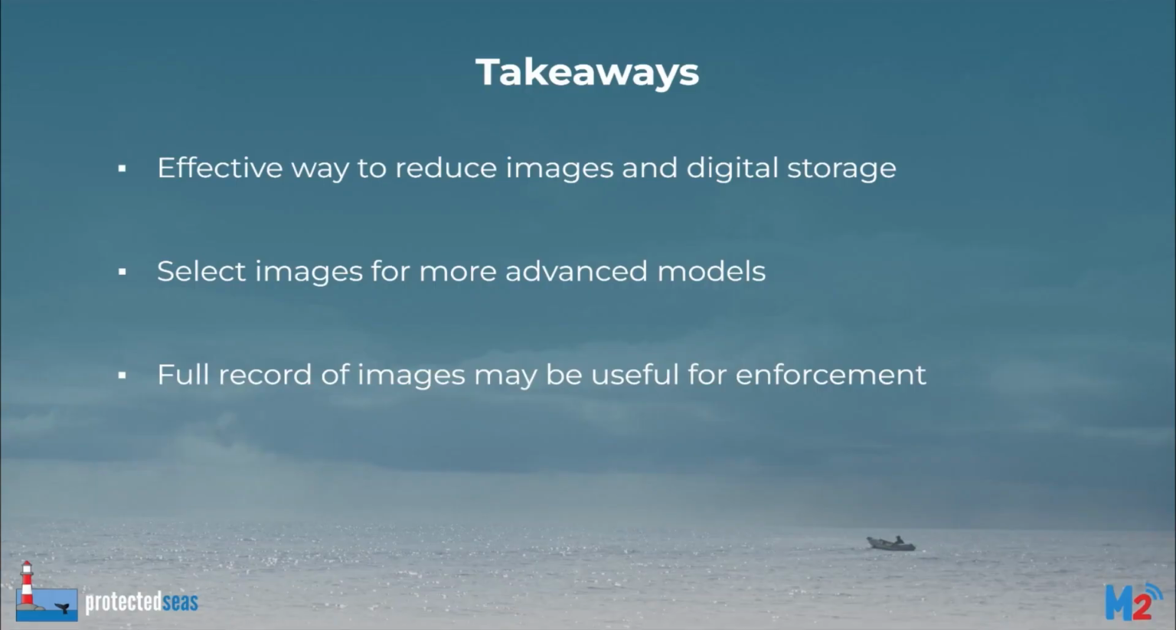The simple model is an effective way to reduce the number of images to review, store, and transmit to the cloud. But the accuracy of the model, which was around 73%, should be considered in relation to how managers want to use the data. For example, the model would be a great way to select images of vessel presence to send to more advanced models, like using machine learning to classify vessel types. We also plan to explore estimating vessel size using pixel size. But the full record of images may be more useful for enforcement when managers are looking to document events like illegal fishing.